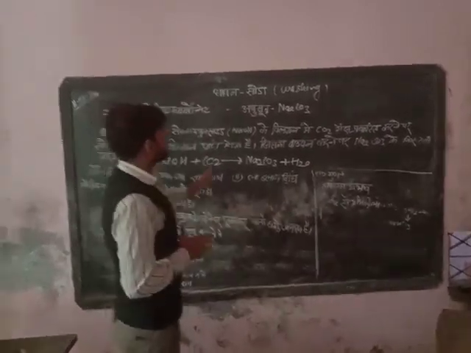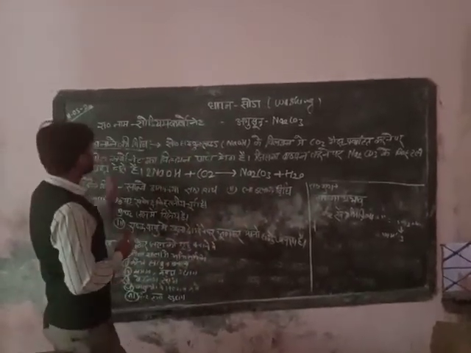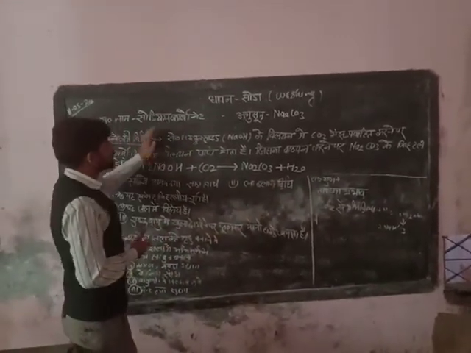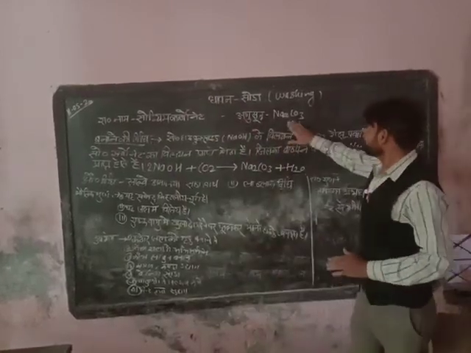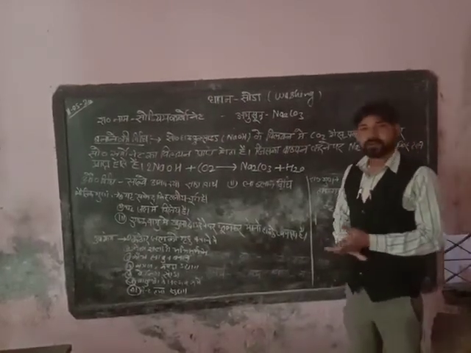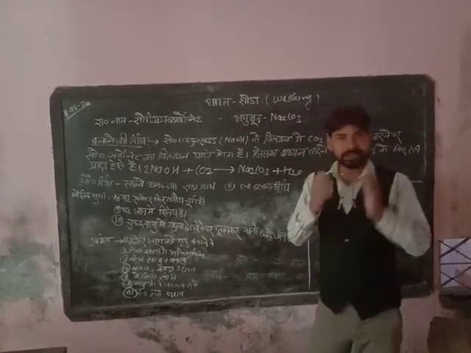Today we discuss a chemical compound called washing soda. The chemical name of washing soda is sodium carbonate, and its molecular formula is Na2CO3. So don't waste time. We study how you can prepare washing soda in the laboratory.